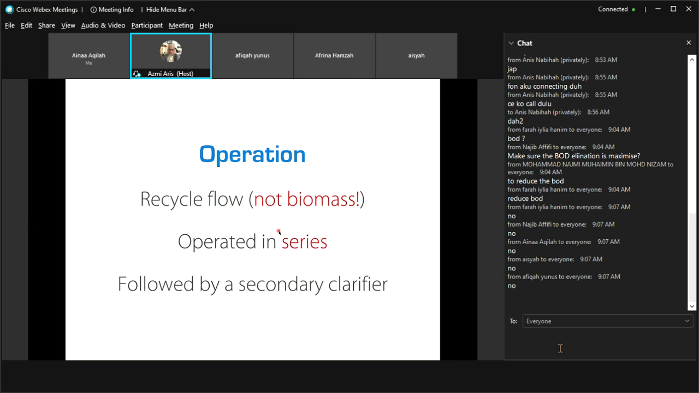Okay, again, I want to repeat the recycle flow. We recycle the flow in the trickling filter, but not the biomass, like in activated sludge. And it can be operated in series and followed by a secondary clarifier, which is a typical flow for a sewage treatment plant.